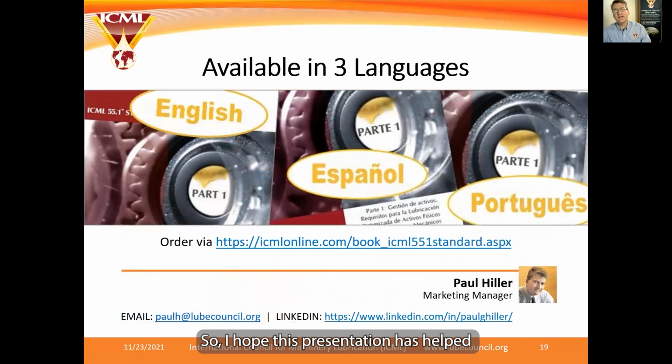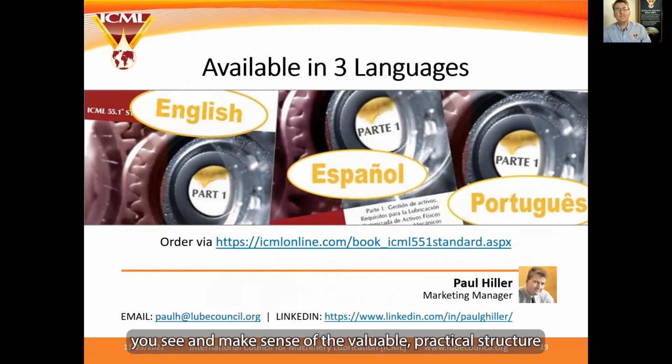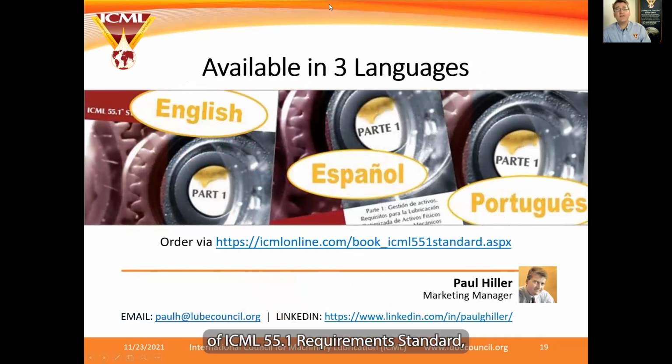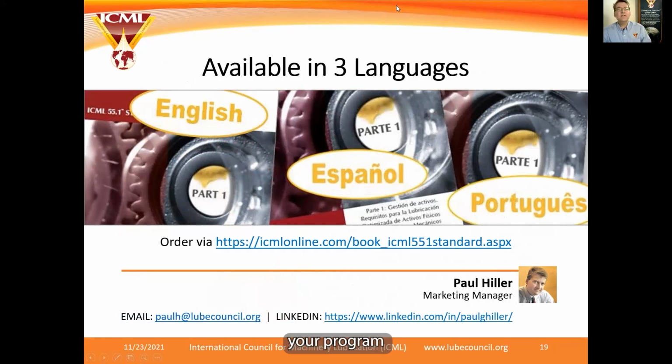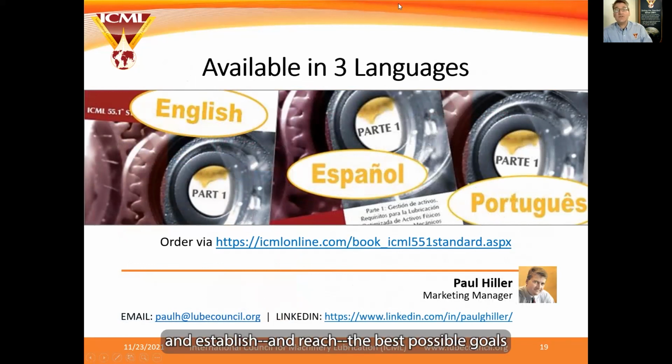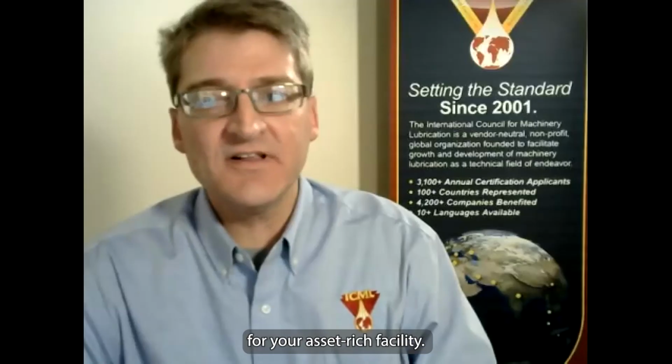So I hope this presentation has helped you see and make sense of the valuable practical structure of the ICML 55.1 requirement standard, which is available in English, Spanish, or Portuguese languages. And I hope you're inspired to use the standard fully to organize your program and establish and reach the best possible goals for your asset-rich facility.